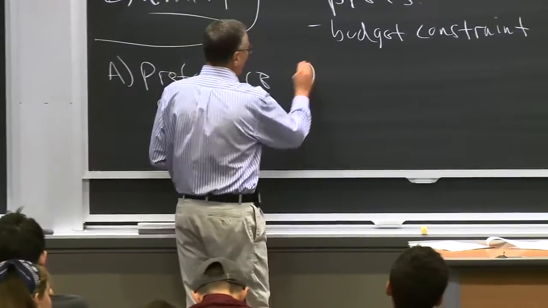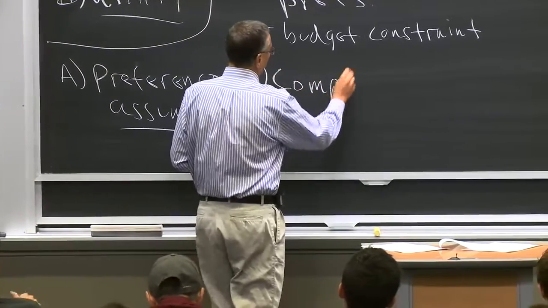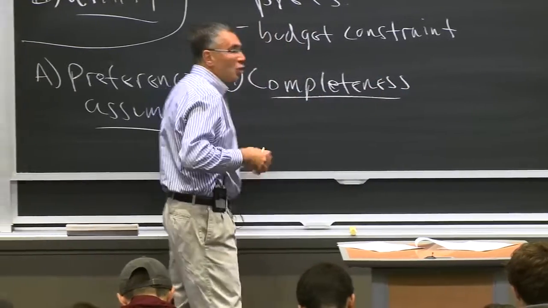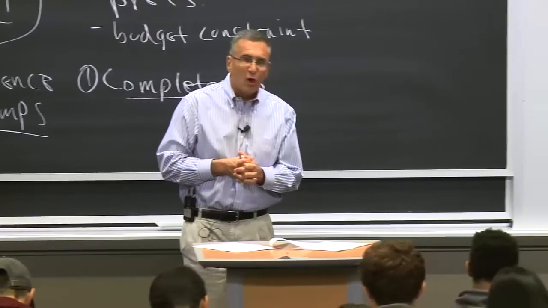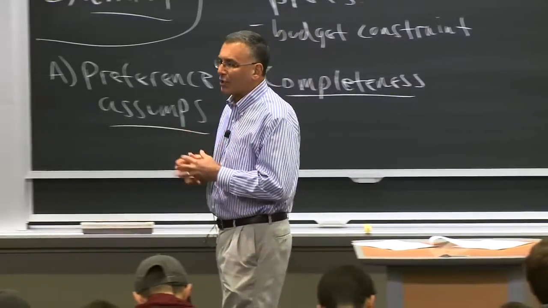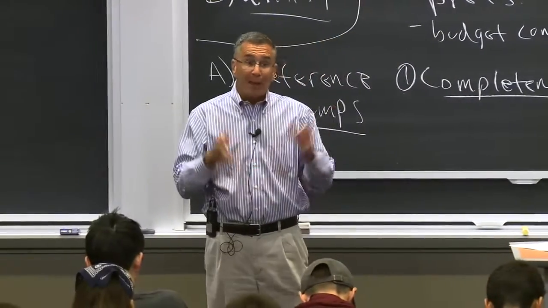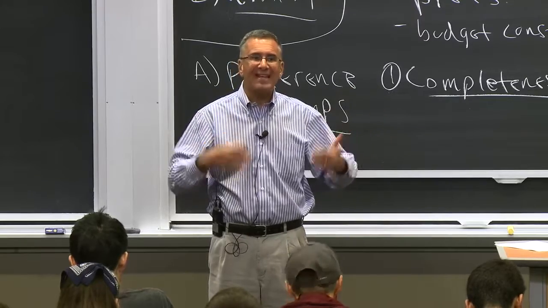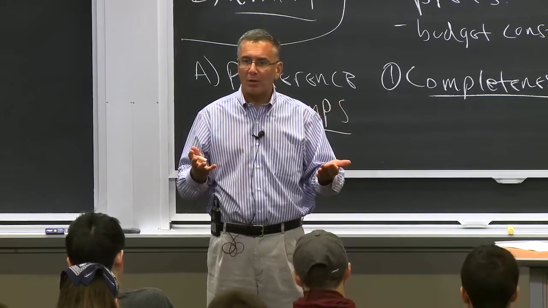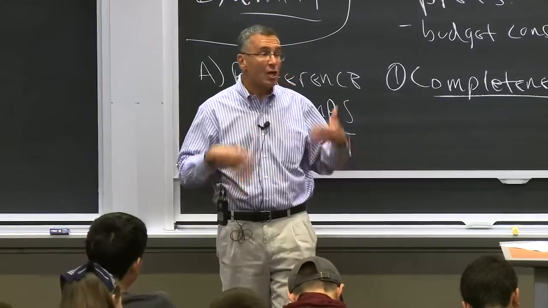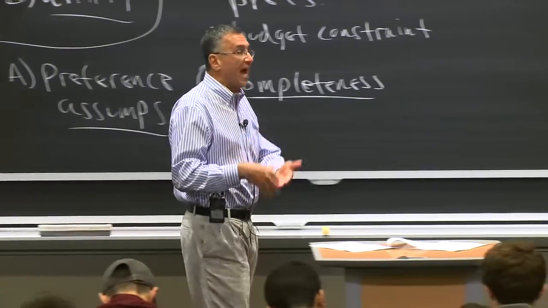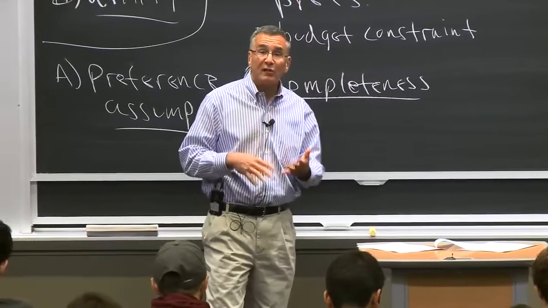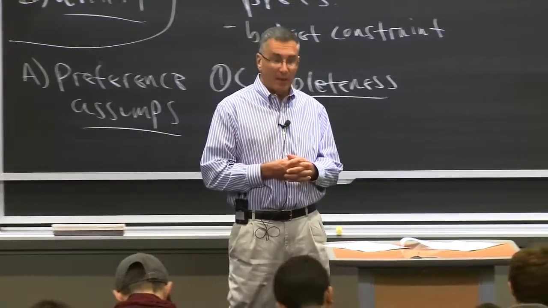The first is completeness. What I mean by that is you have preferences over any set of goods you might choose from. You might be indifferent. You might say, I like A as much as B. But you can't say, I don't know. You might say you're indifferent to things, but you won't say, I don't know how I feel about something.